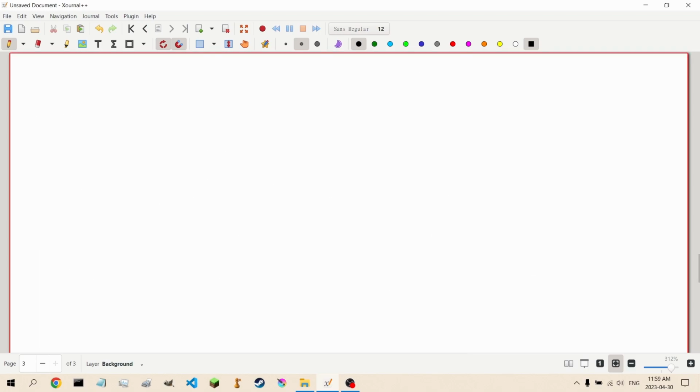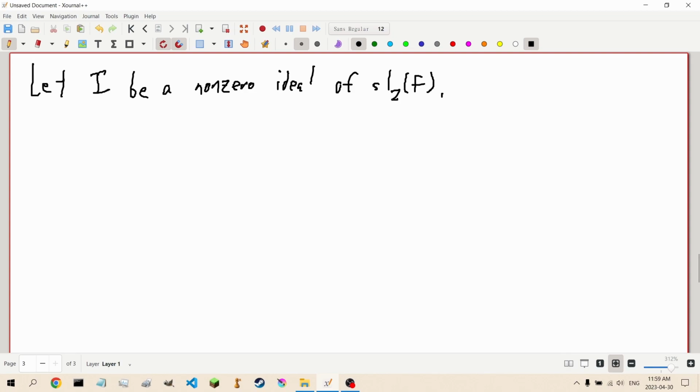So we're going to move to a new page. Kind of awkward here, but we're going to let I be a non-zero ideal of SL2 of F. Because it's non-zero, we can take a non-zero element from I of the form AX plus BY plus CH.